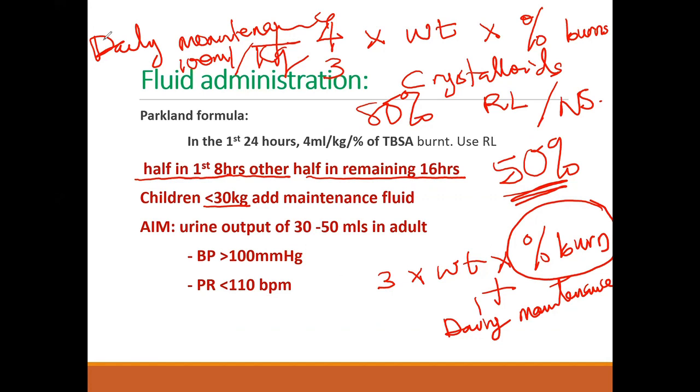So, the aim of this resuscitation, you want to achieve a urine output of 30 to 50 mils in an adult per hour, a blood pressure of greater than 100, that is systolic, and a pulse rate of less than 110 beats per minute.